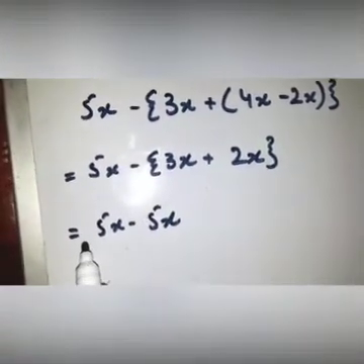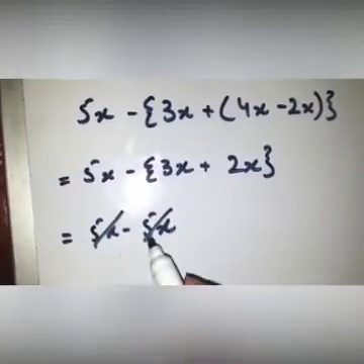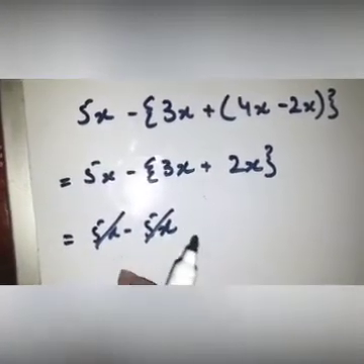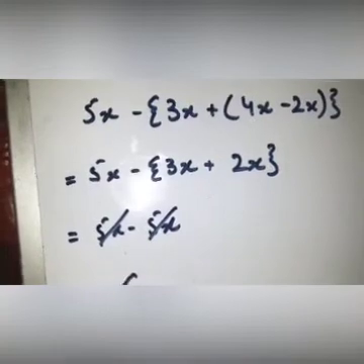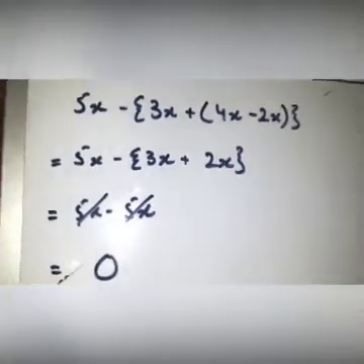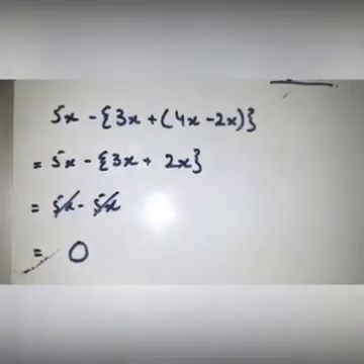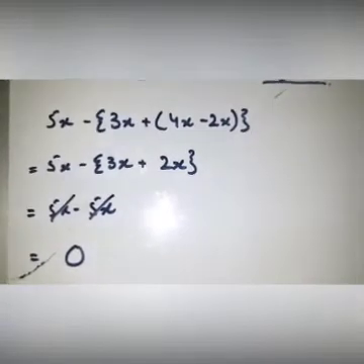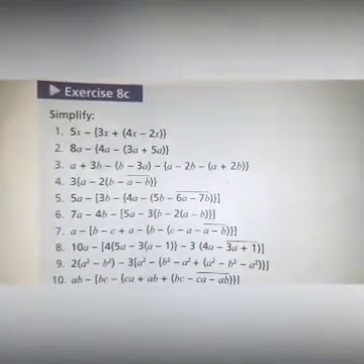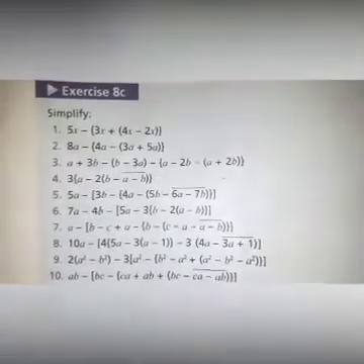Now you can see that plus 5x minus 5x will cancel with each other, or simply you can subtract the values, so the answer will be 0. That is the answer of your question 1 part 1. Now you have the question 2. This is the same as question number 1, so I will solve the question.